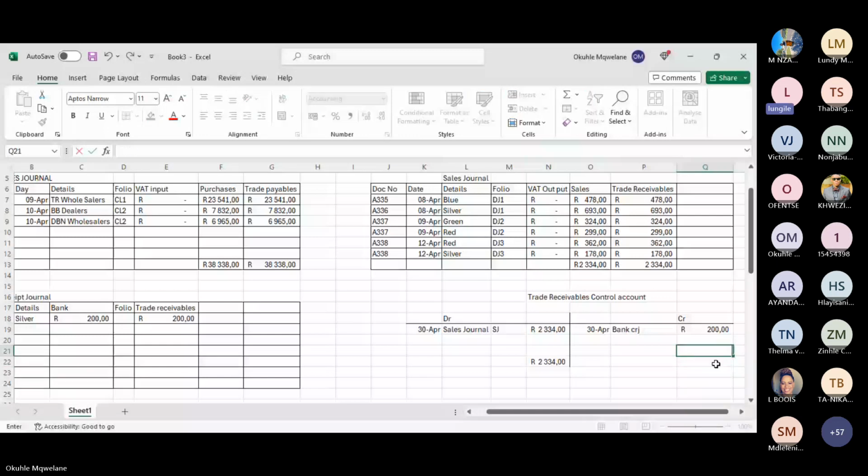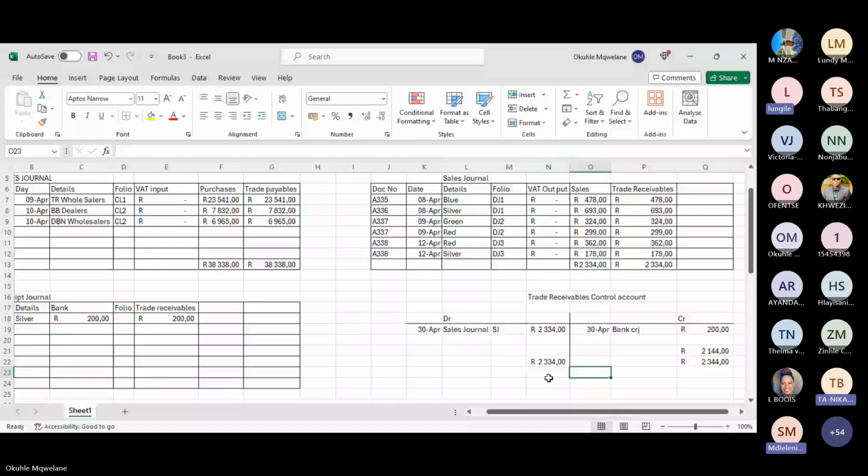Yes, they put the 2,334 first, and then the minus after that, below that. Yeah, it should add up to this amount, 2,334. And then I'm not sure if it's the balance carried forward or the balance brought down.